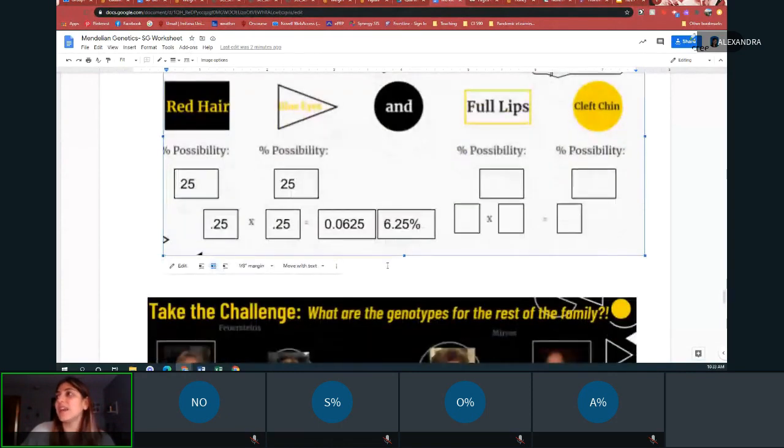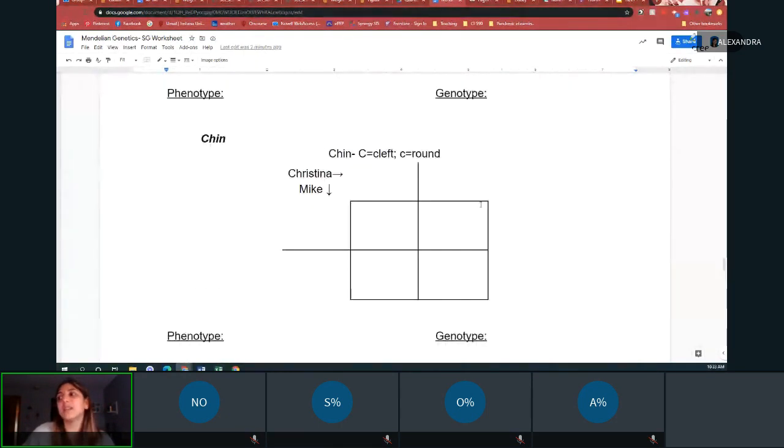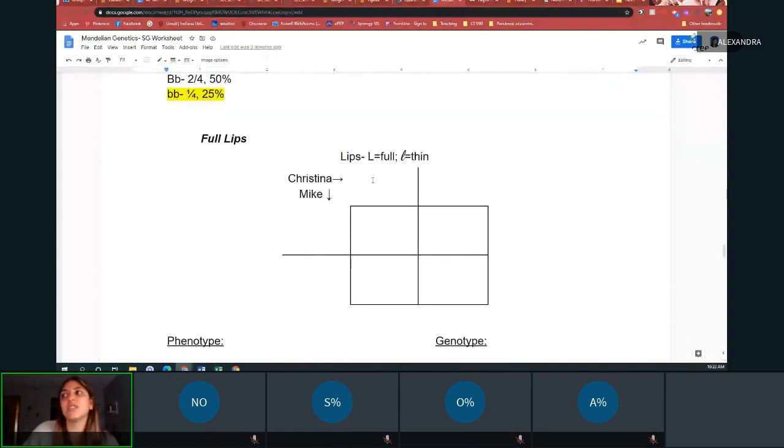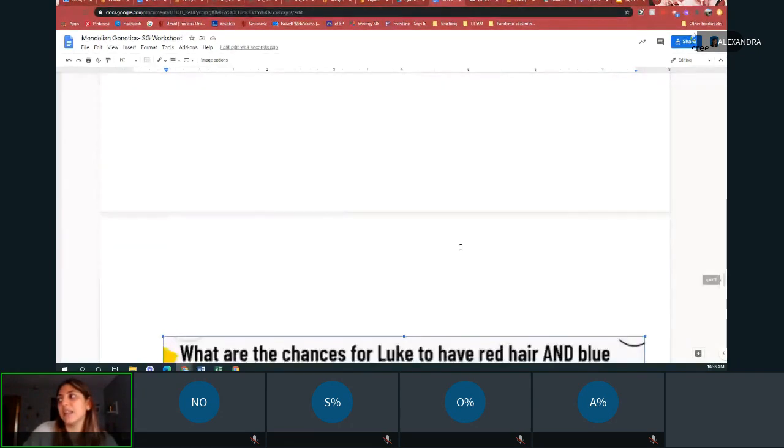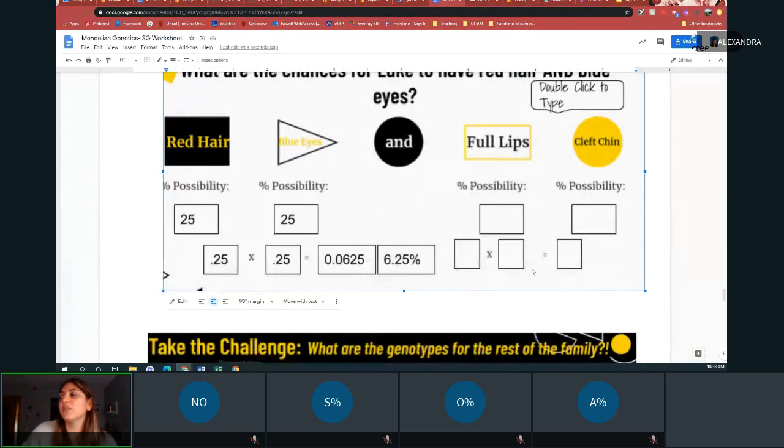And so if you guys would like, remember, you might have to do 2 Punnett squares for the cleft chin because we're not 100% sure what that genotype is for Michael. And with Christina, we know what her genotype is. And then the same thing here. We're not entirely sure if Christina is going to be heterozygous or homozygous dominant, both for Christina and Michael. So you might have to make 2 Punnett squares, and then you can go ahead and find out the possibility of Luke having full lips and a cleft chin.